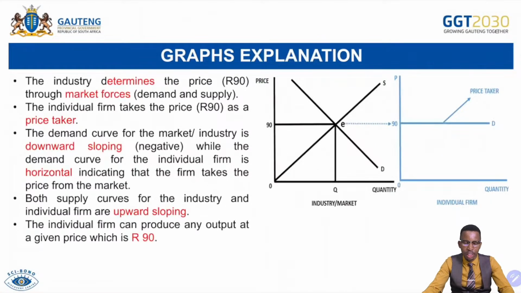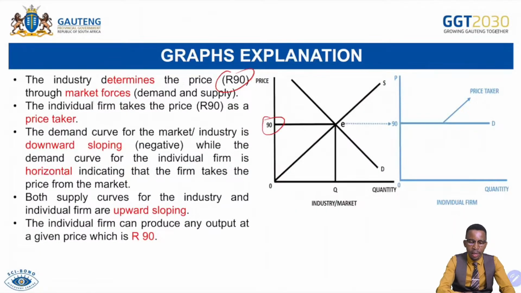Then the market determines the price at 90. We can see the price is 90 there. And then the market price, demand and supply. The individual firm takes the price at 90, taken by the firm along the demand. The demand curve for the market or industry is downward sloping. You can see it's downward sloping from top left to the bottom right, or negatively sloping, while the demand curve for the firm is horizontal. There you go, it's horizontal because the firm is a price taker.